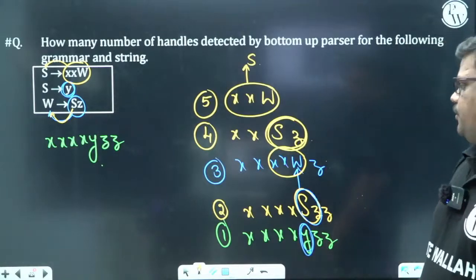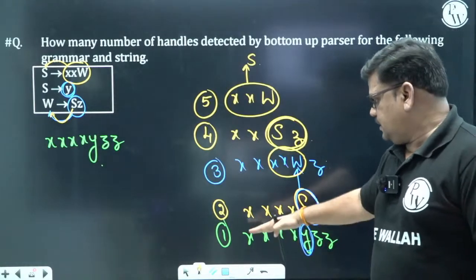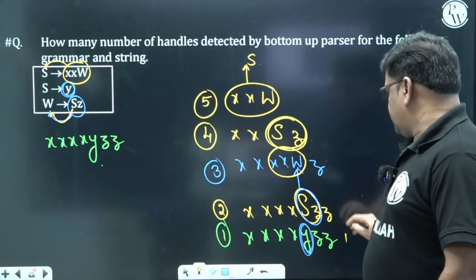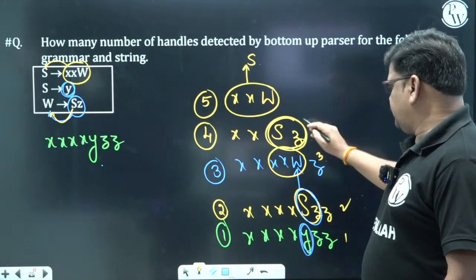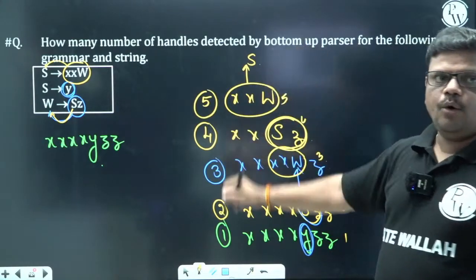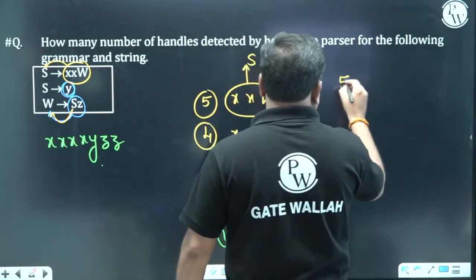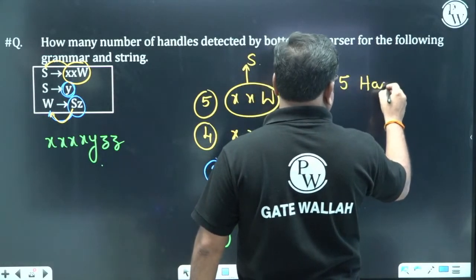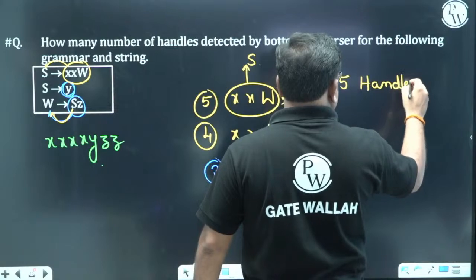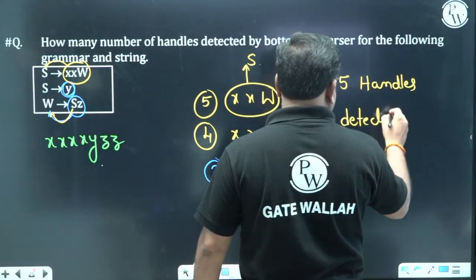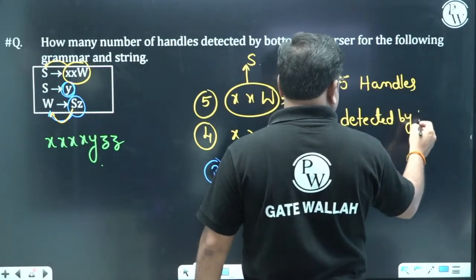So how many handles? In how many steps are we doing it? First step, this is one handle, 2, handle 3, 4, 5. So total how many handles detected by the bottom up parser? Total 5 handles detected by the bottom up parser.